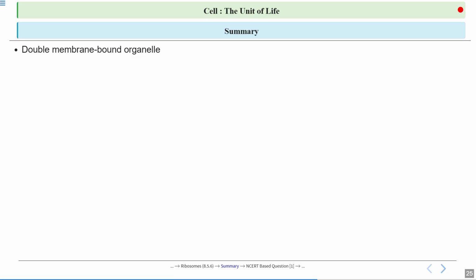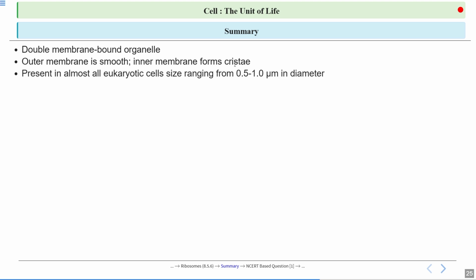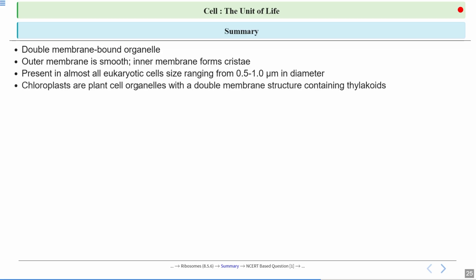Now, let's summarize this entire lecture. We talked about the mitochondria, plastids, and ribosomes today. Mitochondria and chloroplasts are double membrane bound organelles. The outer membrane of the mitochondria is smooth, and the inner membrane forms cristae. Mitochondria are present in all eukaryotic cells. Their size ranges from 0.5 to 1 micrometer in diameter.